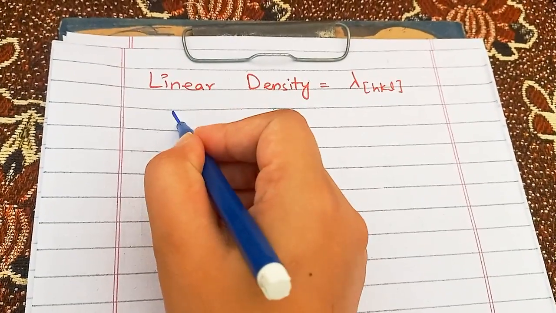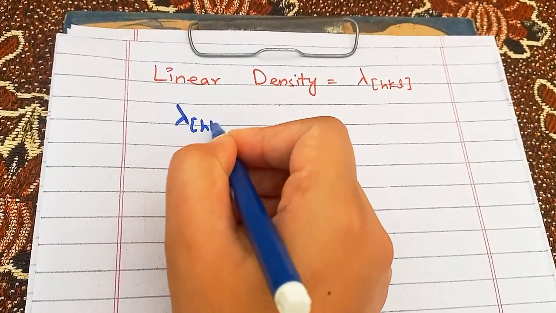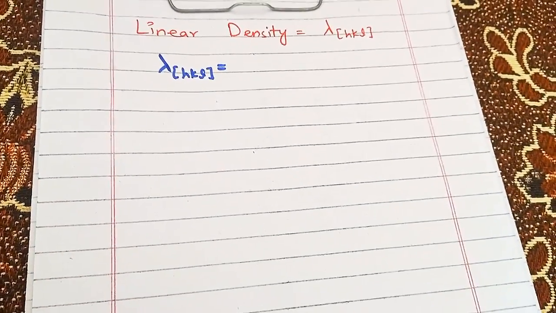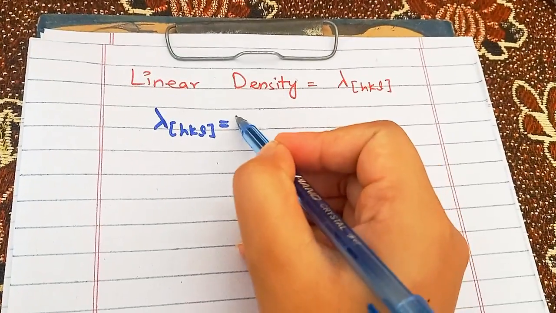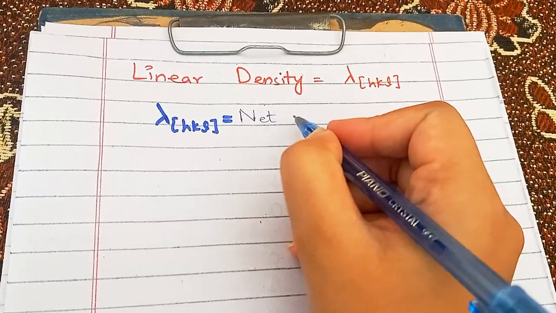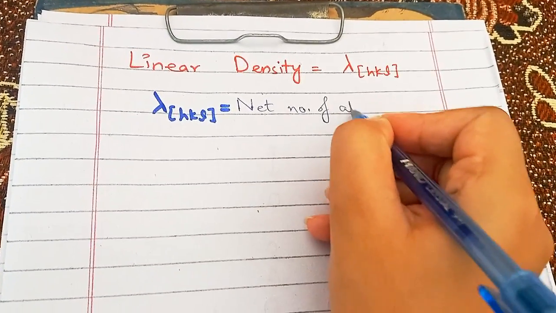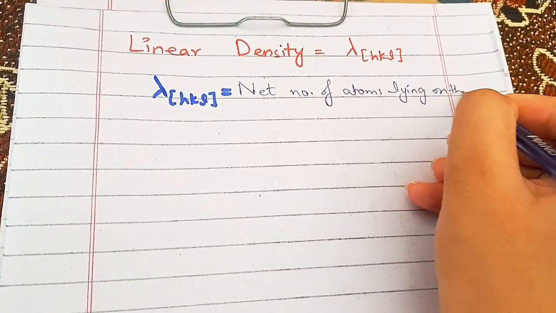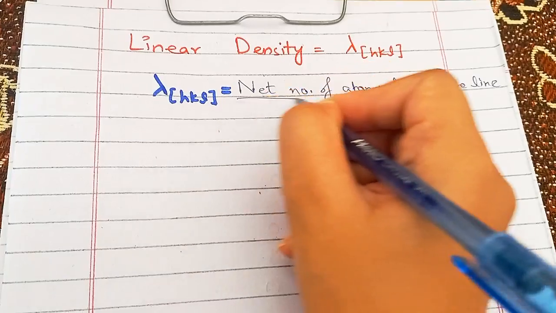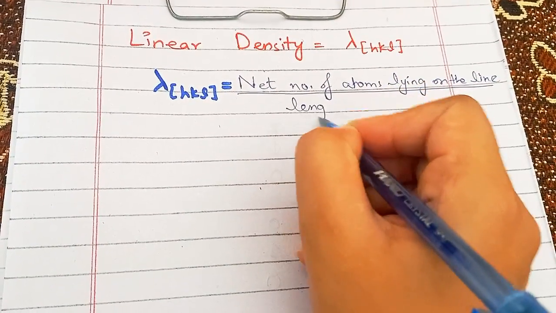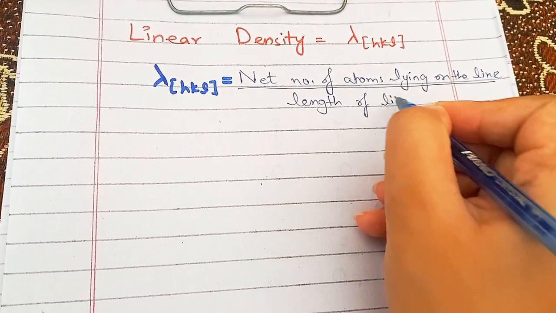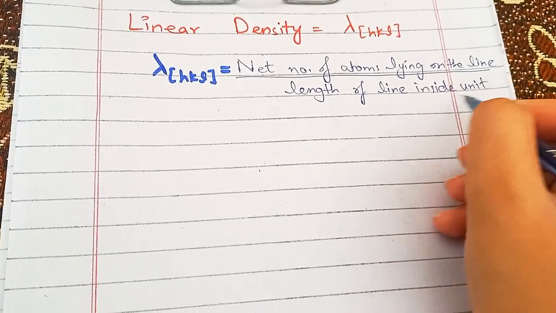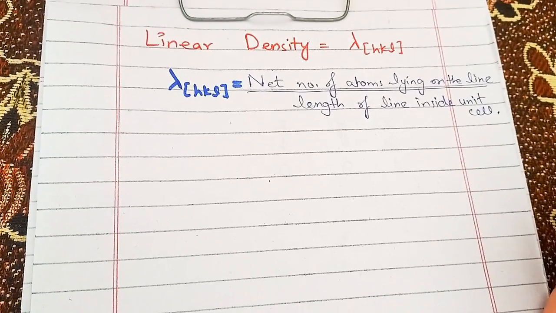That is equals to lambda HKL equals net number of atoms lying on the line, or total number of atoms lying on the line, divided by the length of the line inside a unit cell you are considering. Alright, so this is the simplest formula.